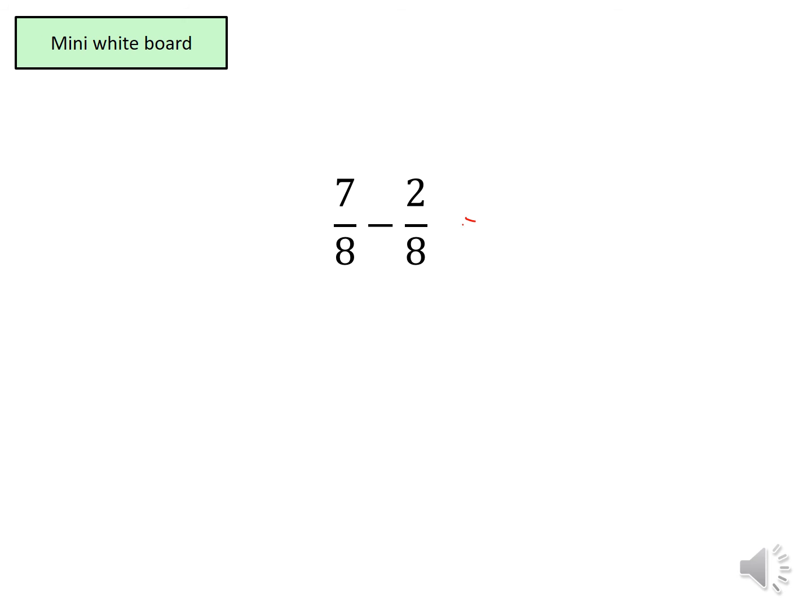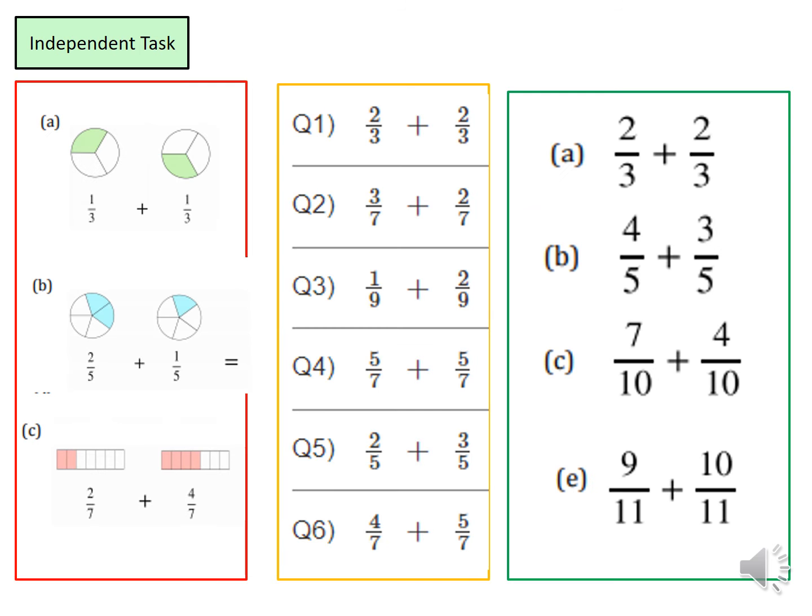Okay, welcome back. So again, when subtracting or adding fractions, we do not change denominators. So we have 7 out of 8 parts, and we've subtracted 2 out of 8 of those parts. So 7 take away 2 will leave us with 5. So that is our fraction, 5/8.